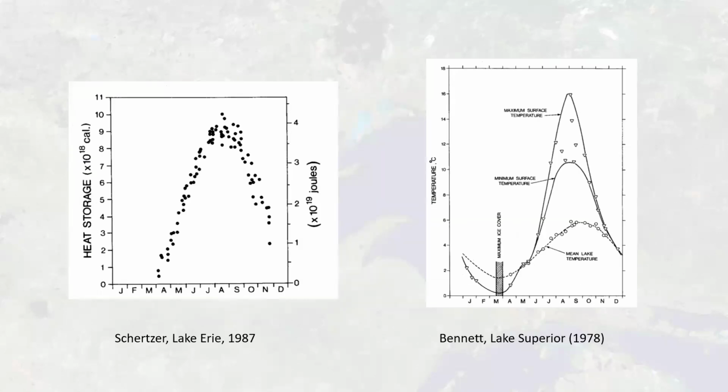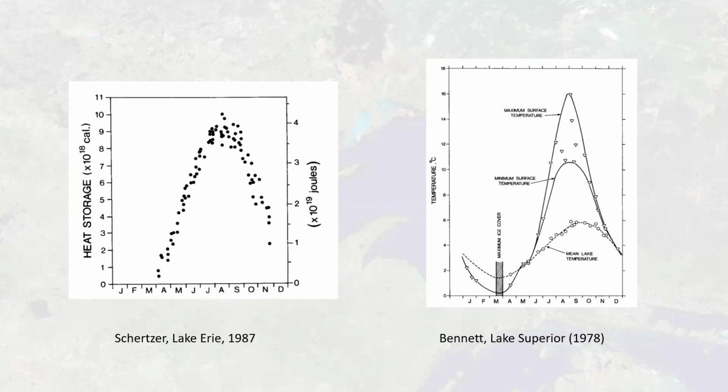Most of what you'll see in the literature is stuff like this, where Schertzer is trying to determine heat content in Lake Erie, taking a look at basically the average temperature through the water column. But you notice that there's nothing for January, February, March. Here, Bennett in '78 has a couple of points in January, but really nothing there. And you just sort of have to guess what's going on as far as the range of temperatures through the water column.